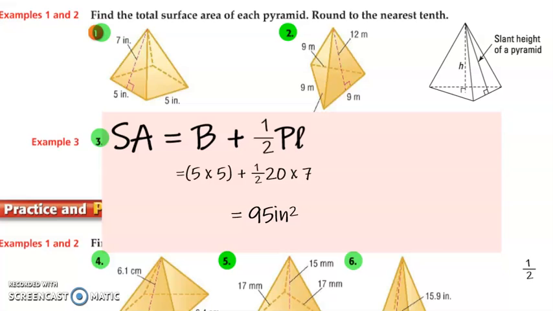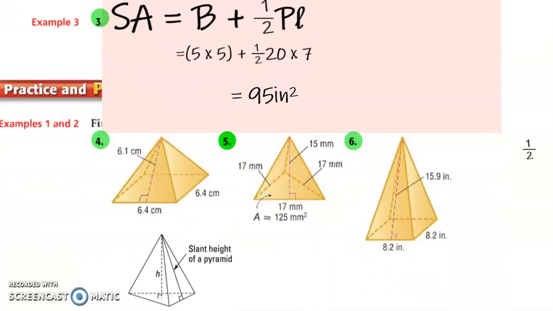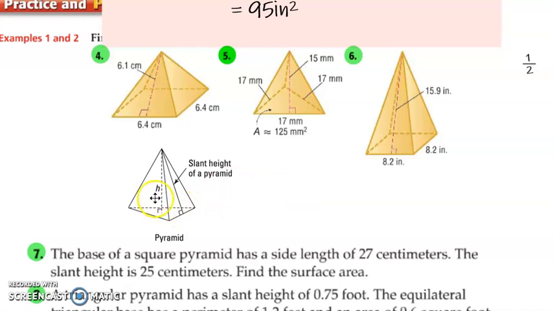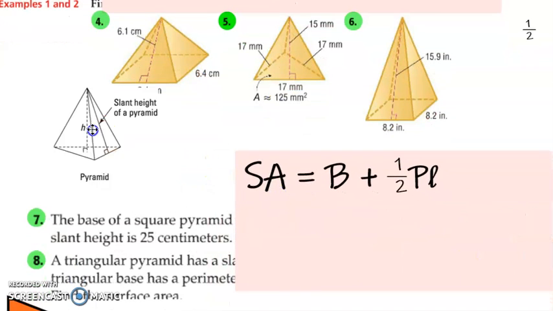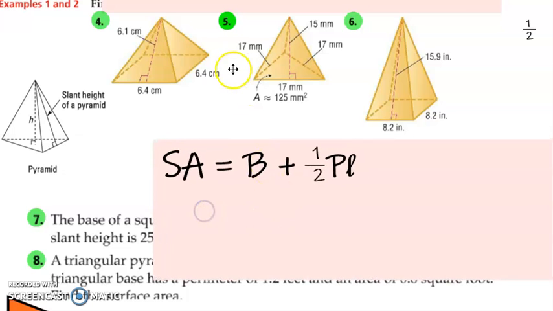Let's look at one that's got a triangular base. We'll go down here to number 5. I've got this reminder of what height is and what slant height is. Okay, so let's go ahead and look at this one. We've got a triangular base, and look at that, they've already got the area of the base calculated for us. How nice is that? Anyway, so then 1/2, then we've got perimeter, 17 plus 17 plus 17, I think that's 51. And then we've got the lateral height of 15.